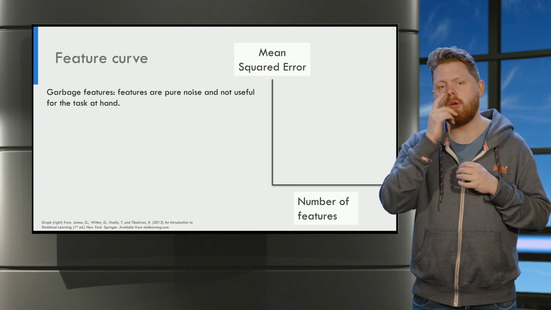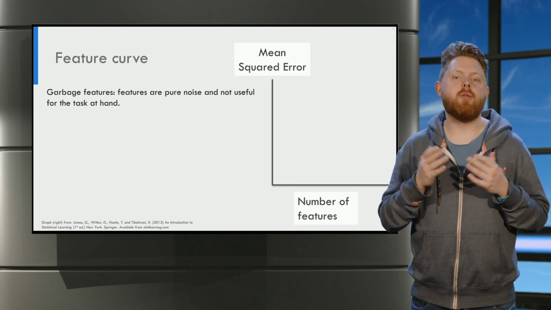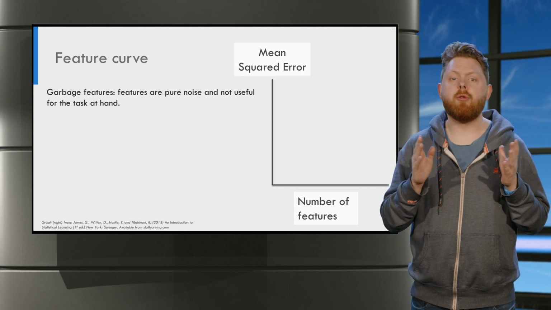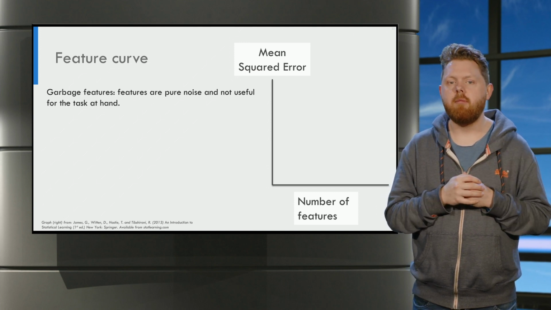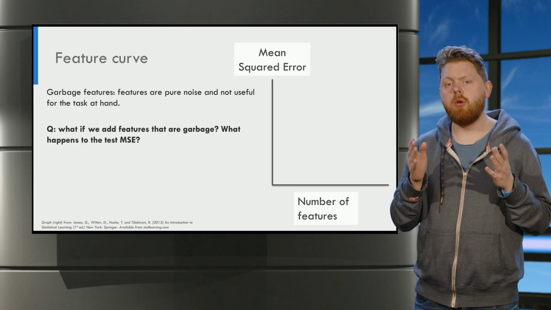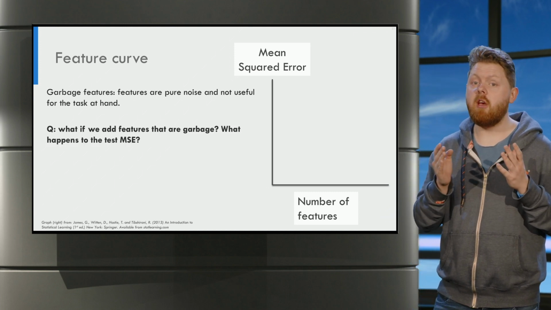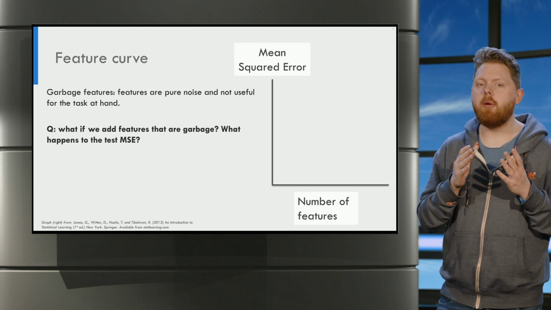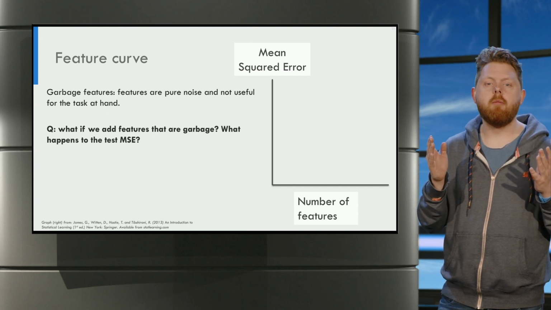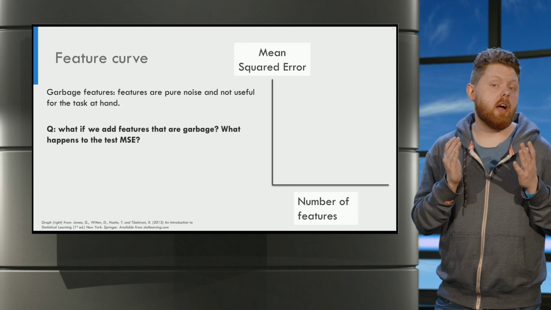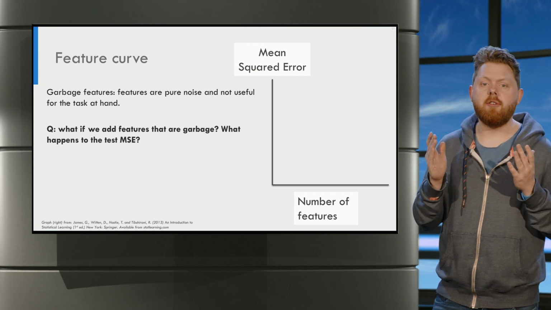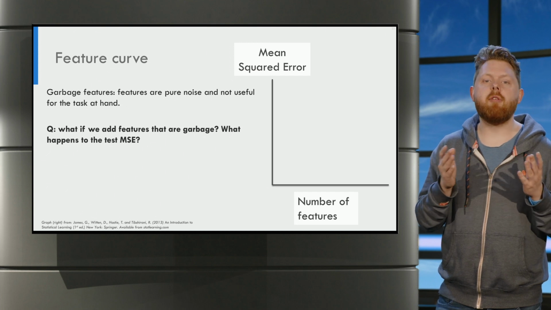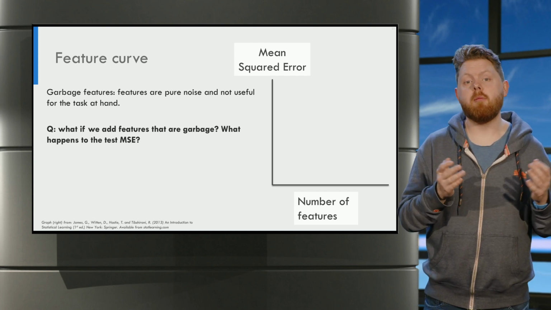Okay, now it is important to recall the concept of garbage features. Features that are pure noise and not useful for the task at hand. My question to you is, what happens if we add features that are pure garbage? What will happen with the test mean squared error? You can figure this out by considering the bias variance decomposition. Please pause the video and afterward we discuss the answer together.